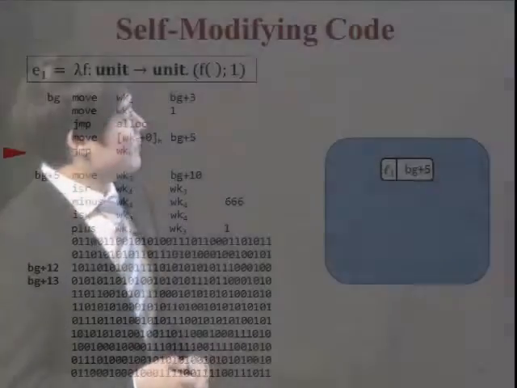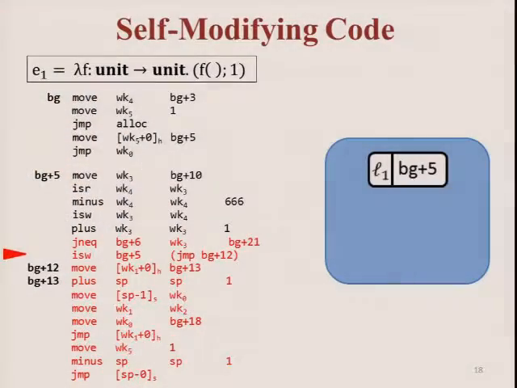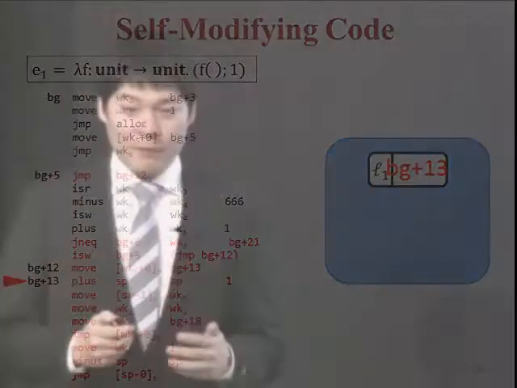First, this part also creates a closure, this time pointing to bg plus 5. If the closure is called later, it will jump to bg plus 5, and what it does first is decrypt this code. Then it overrides the first instruction to jump to bg plus 12, and overrides its own closure with bg plus 13. The remainder is the same as before. Why do I override here? That's for performance: if this closure is called later, it will directly jump to bg plus 13.